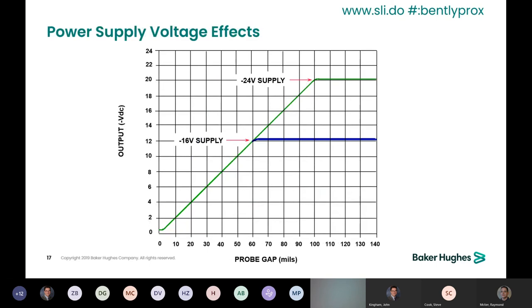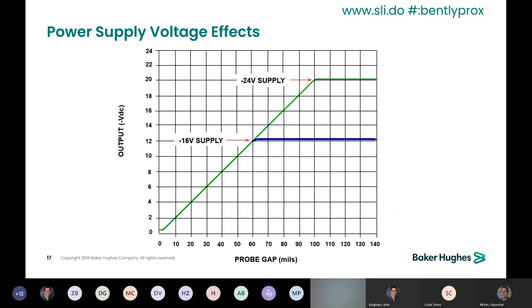Power supply voltage. Transducer performance may also be out of tolerance if the provided 24 volt power source is out of tolerance. Voltages between 17.5 to 26 volts may be used by the transducer system. However, a loss in the higher portion of the linear range of the system may occur, as shown here.